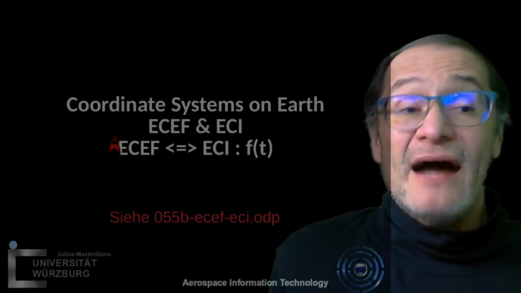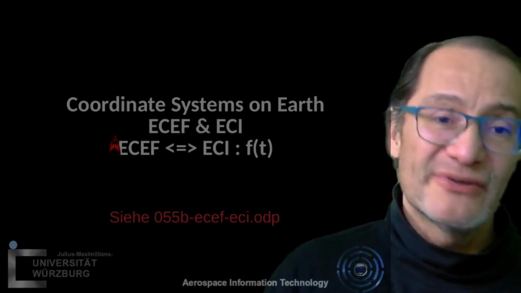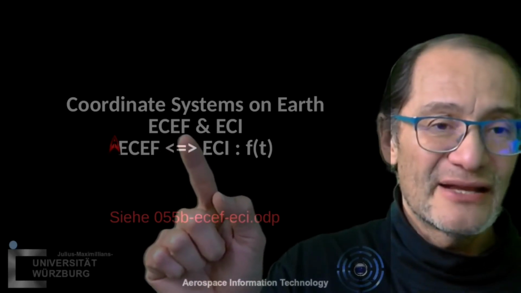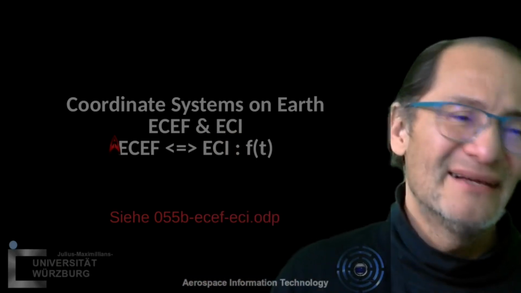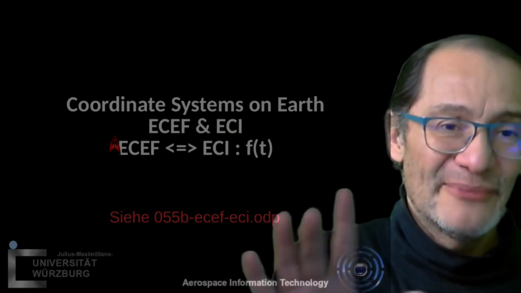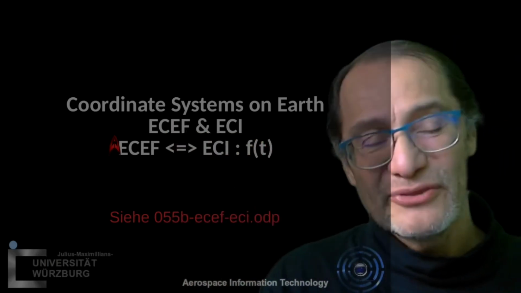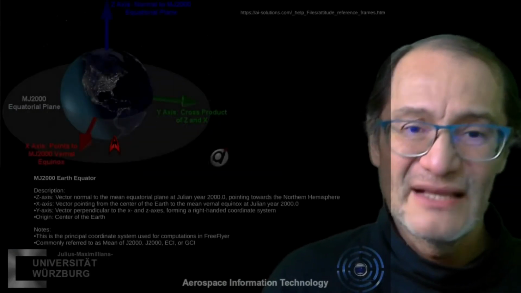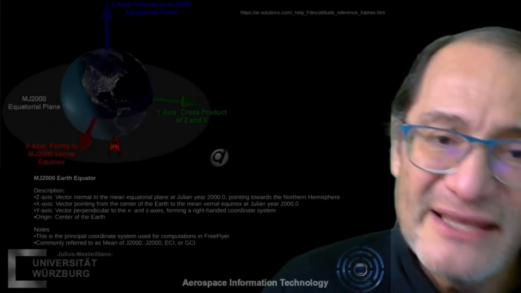Now we have the Earth coordinate systems, but the transformation from Earth-fixed, which rotates together with the Earth, to Earth inertial is very complex. There are mathematical formulas for how to transform from one to the other, but we are not going to handle them here. You can take a look at this later if you want. I only wanted to show the definition.